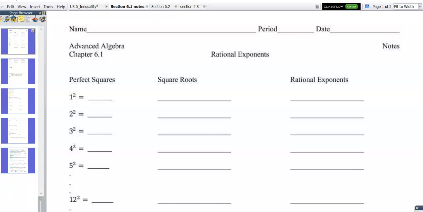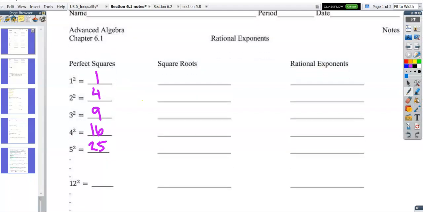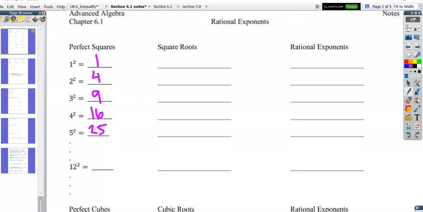So, the list on the left is probably a list we've seen before, but if you're talking about perfect squares, that's like 1 squared, which is 1 times 1, which is 1. 2 squared, 2 times 2, 4. 3 squared is 9, and then 16, and 25. And this list will go all the way down to 12 squared. And yes, of course, it keeps going, but these are some of the most common values that we would see if we were listing out perfect squares.